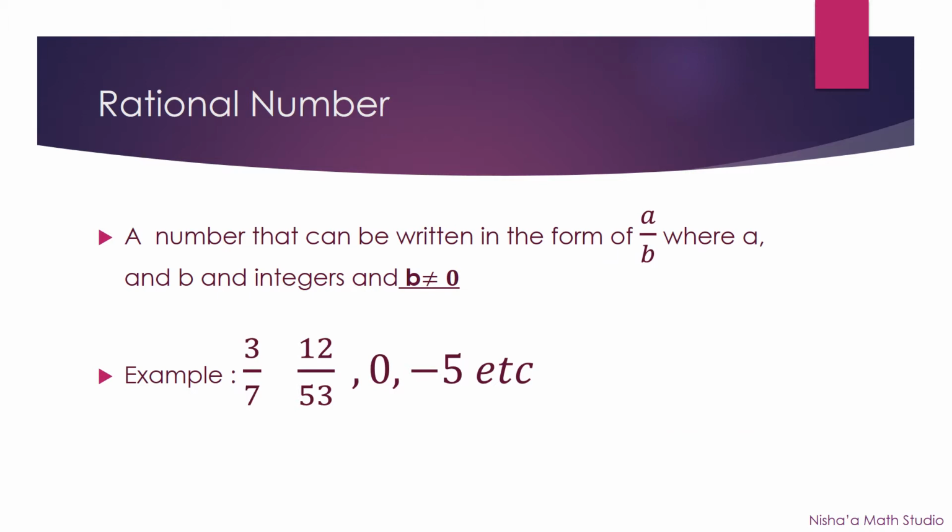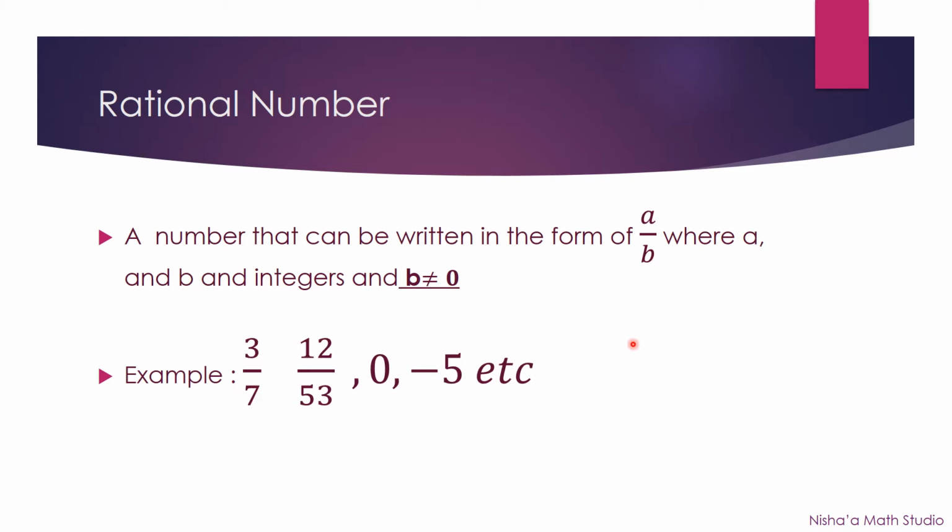A rational number is something that can be written in the form of a by b, where a and b are integers and b is not equal to 0. That is, it's nothing but fraction form. If you can write any number in the form of a by b, then such numbers are called rational numbers, but there is a condition that the denominator should not be equal to 0. Some examples are 3 by 7, 12 by 53, 0, -5, etc.